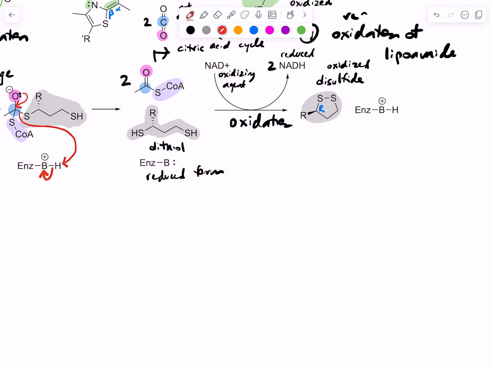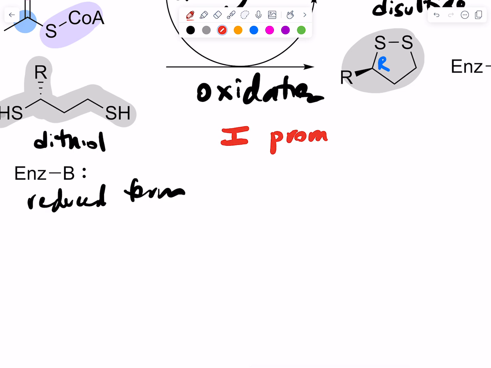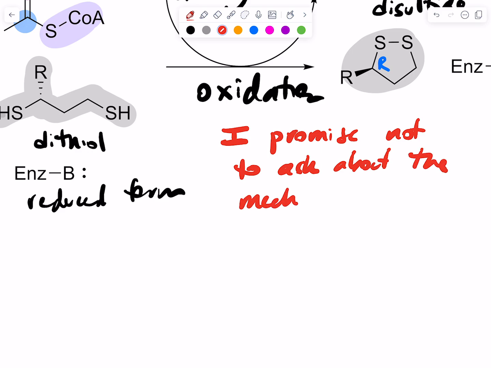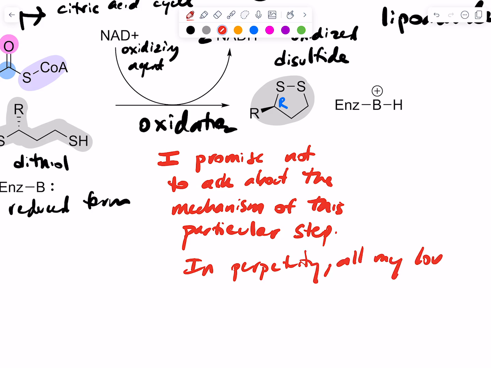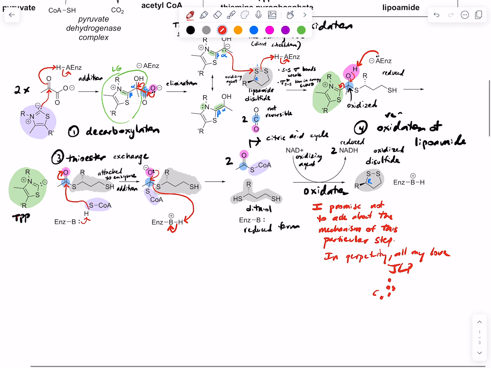And we will write here in blood, I promise not to ask about the mechanism of this particular step. I have to be very legalistic about this because it's in blood and you're going to hold me to it. In perpetuity, all my love. JLP, drip, drip, drip, drip, drip. Okay. Kind of grisly. Okay. If you need a spit handshake, I'm just kidding.